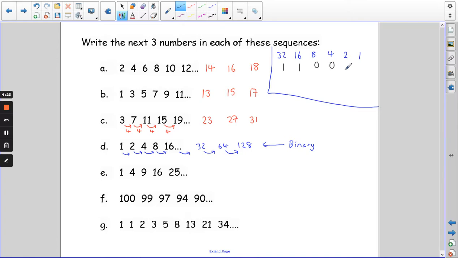I don't need any of those, I don't need any of those, I need one of those and one of those, none of those. So 50 in binary is 110010. Okay, so that would make 50.